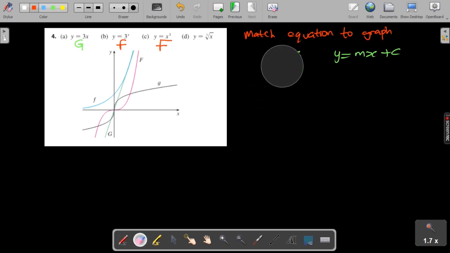Then the next one, well, there's only one option left. It's a root function, and this is what it looks like.